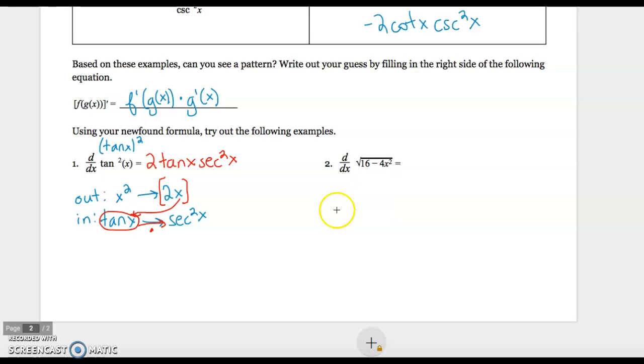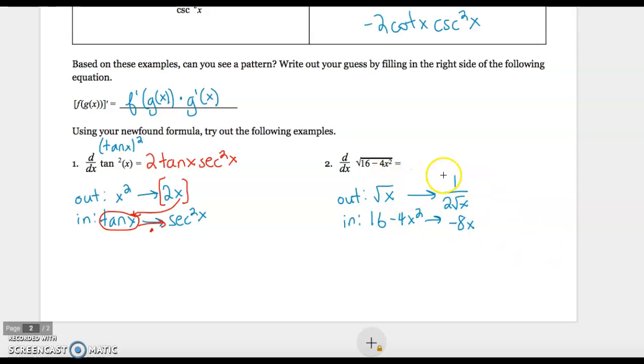All right, let's try it with this piece as well. So here my outer function is square root of x. My inner function is 16 minus 4x squared. The derivative of my outer function is 1 over 2 square root of x. The derivative of my inner function is negative 8x. I skipped all the middle steps getting to the derivative of the outer function, but this is one we use pretty often anyway, so you'll eventually probably memorize it.